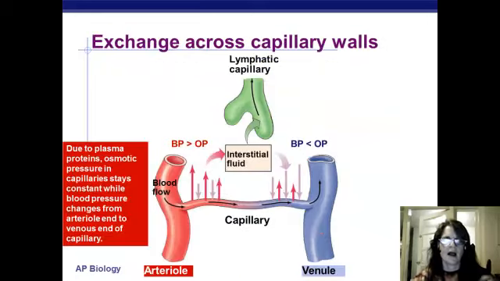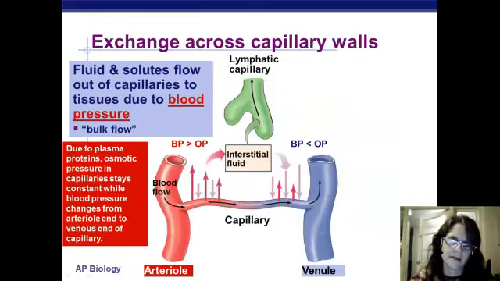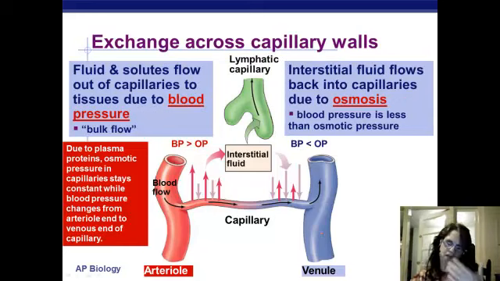Okay? Now, we need to talk a bit about exchange when the blood is in the capillaries and the oxygen, for example, or other materials are diffusing across that capillary wall. Okay? If you'll remember the glomerulus in the nephron, a similar idea.